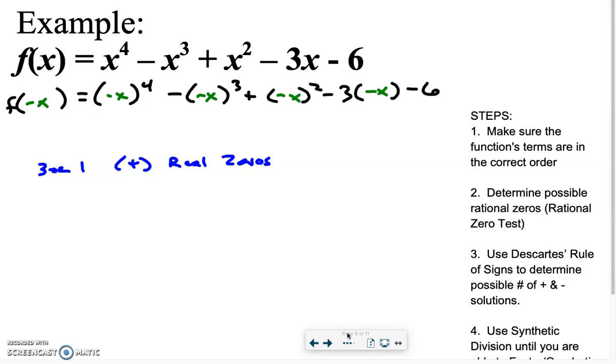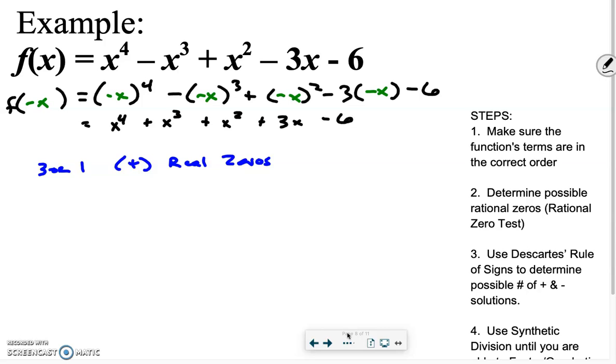So what that means for us, once again, is that negative x to the 4th power is going to become positive x to the 4th. Negative x cubed stays negative, but since we're subtracting, it becomes positive x cubed. Negative x squared becomes positive, we're adding it, so that stays positive x squared. Negative 3 times negative x is positive 3x, and then we subtract 6.